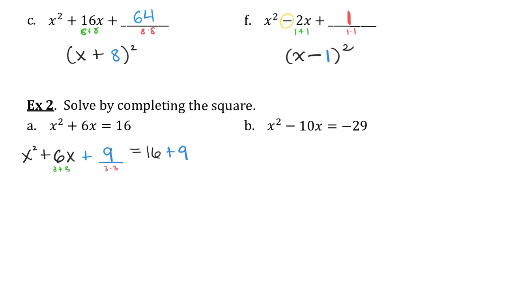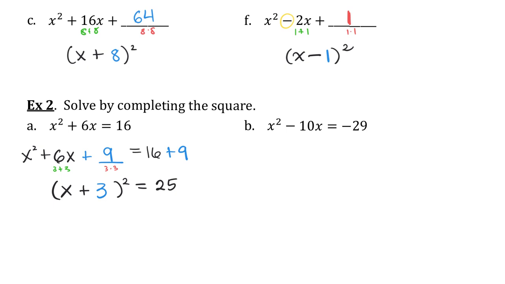Okay, now on the left side, I want to make this a binomial square equals, and then on the right side, I'm just going to add this up. 16 plus 9 is 25. Okay, for my binomial square, I have x plus, and the number must be a 3. Okay, that's the completing the square step.